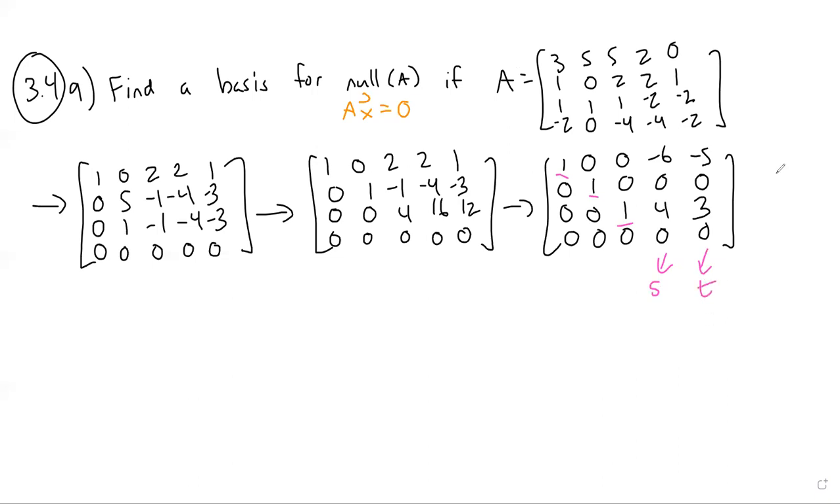And so pretty quickly, this is going to generate my solution set. I'm going to move that over a little bit. So I'll have S and T, and then I can see that's going to be -4S minus 3T. This has no S's and T's attached. It's just 0, right? x2 has to be 0. And then this will be 6S plus 5T.